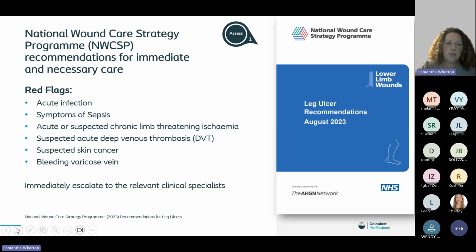So if your patient presents with acute infection, symptoms of sepsis, acute or suspected chronic limb-threatening ischemia, suspected DVT, suspected skin cancer or bleeding varicose veins, then you would not put any compression on, and you would immediately escalate to those relevant clinical specialists. But if they present to you with a wound on their lower limb and they've got no red flags, then absolutely get them into 20 millimeters of mercury on that first visit.